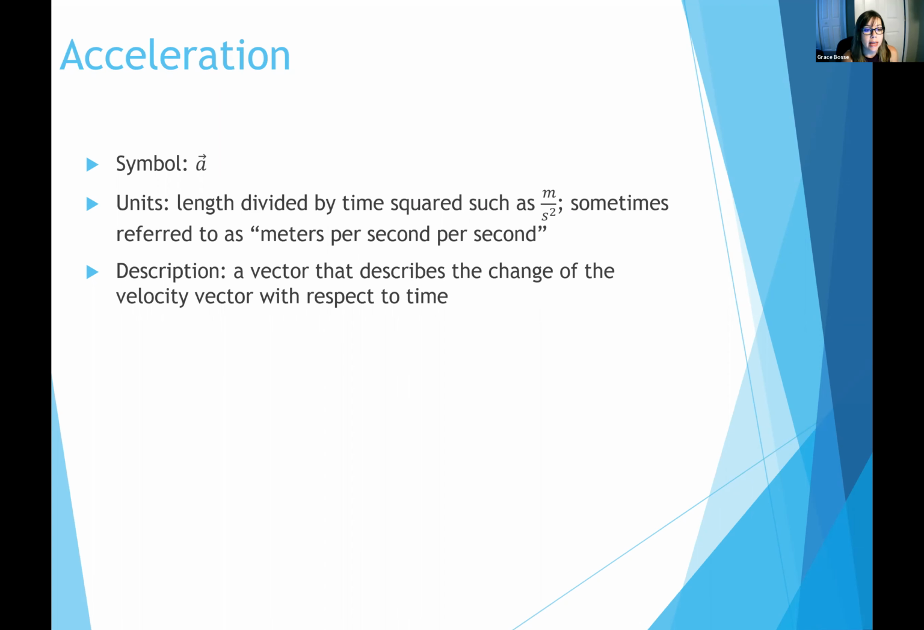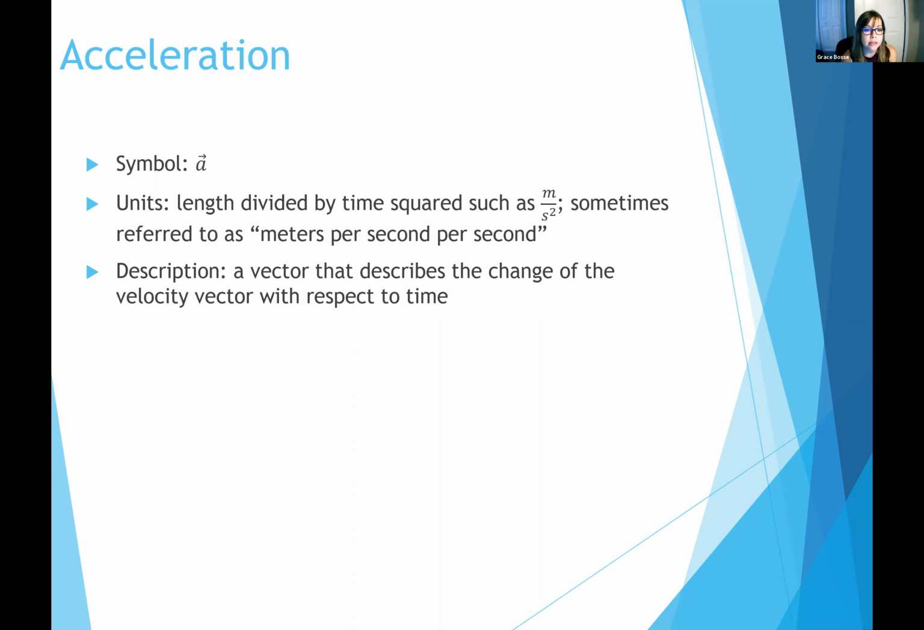So let's think about this. The SI standard unit of acceleration is meters per second squared. Some people might say this as meters per second per second. And I think that way of saying it actually helps you understand what acceleration is better than just saying meters per second squared. So let's look at the description.